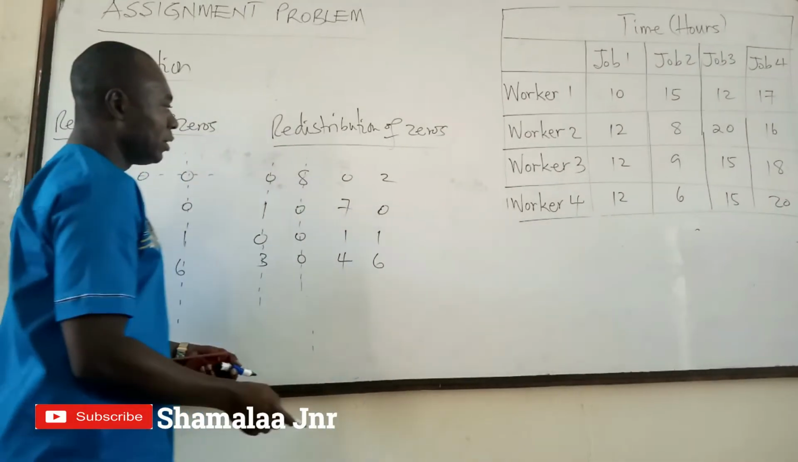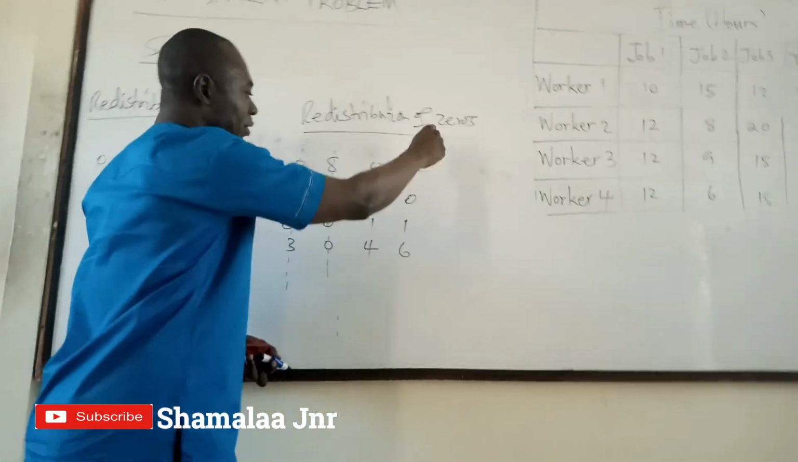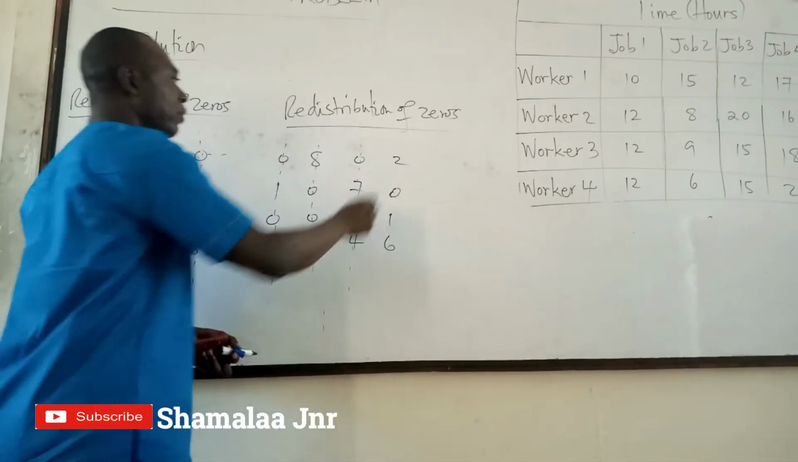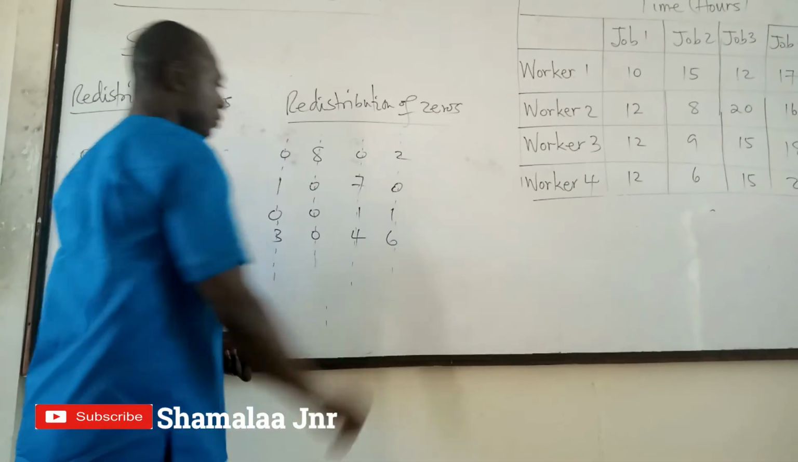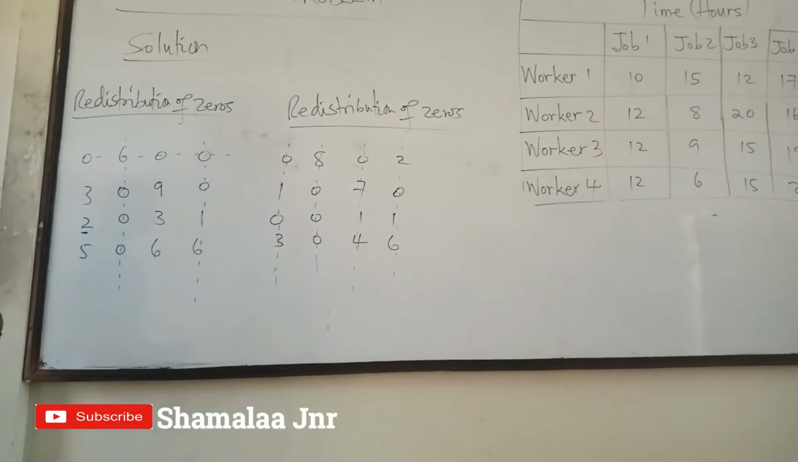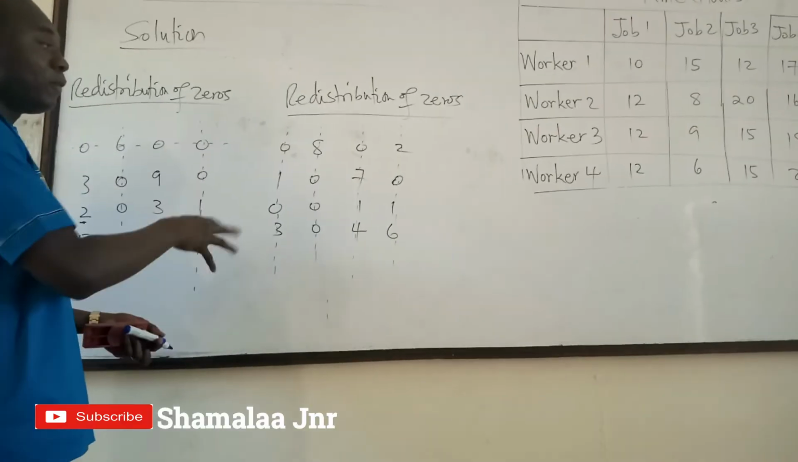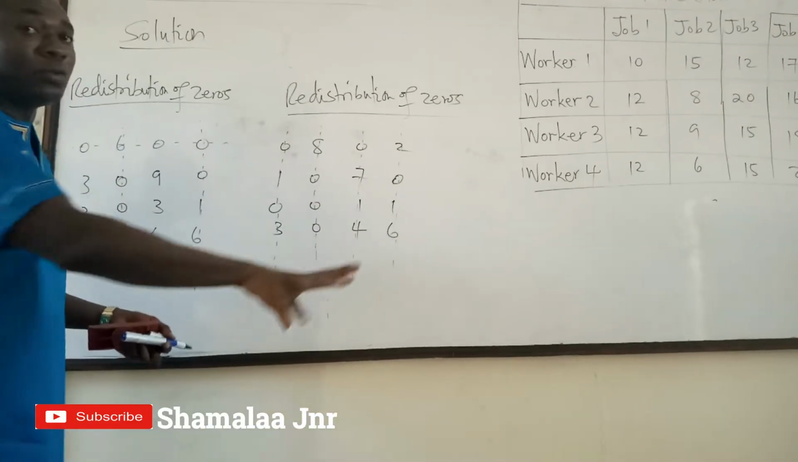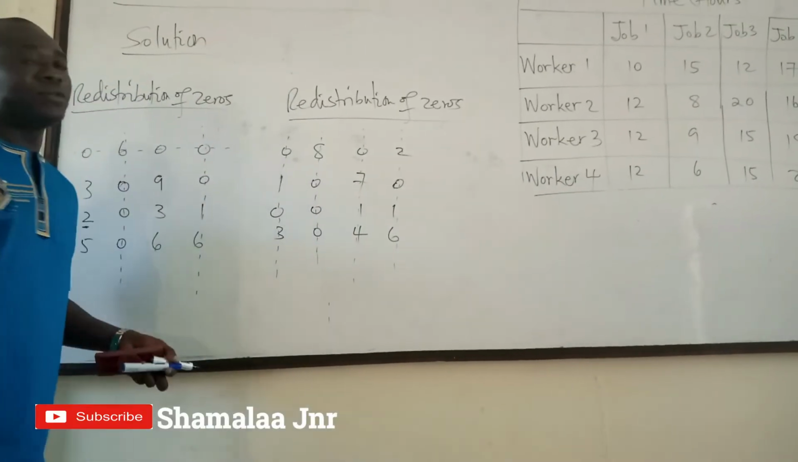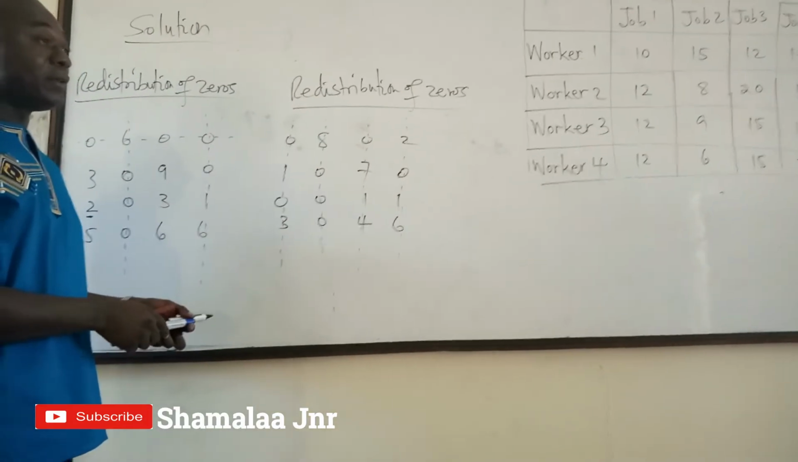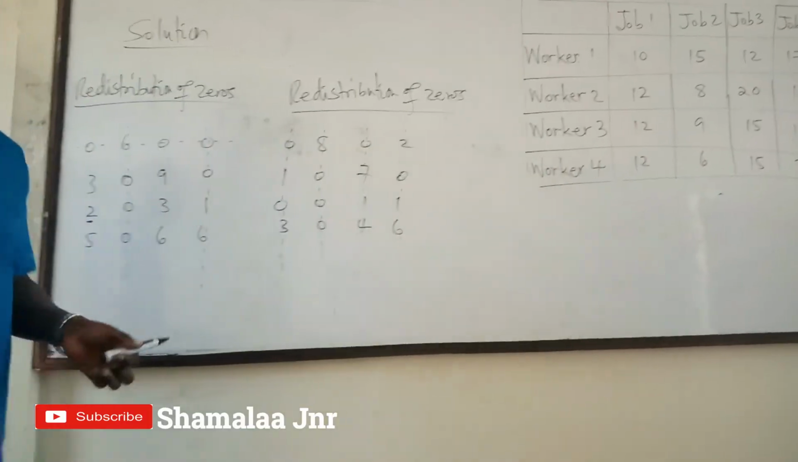And then what again? If you cross out the zeros this way, the left with 1 0, you cross out like this. So you can see that now the number of lines is 4. So the number of lines is equal to the number of rows or columns. So it means that you have to stop and start assigning the jobs to the workers. You have to start doing the assignment.